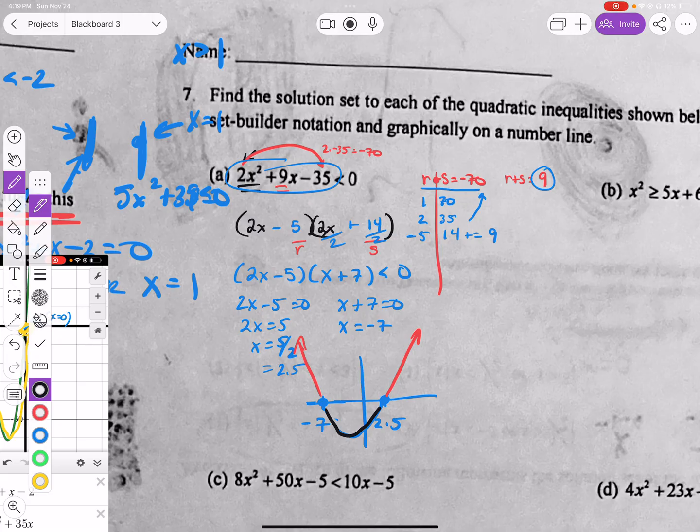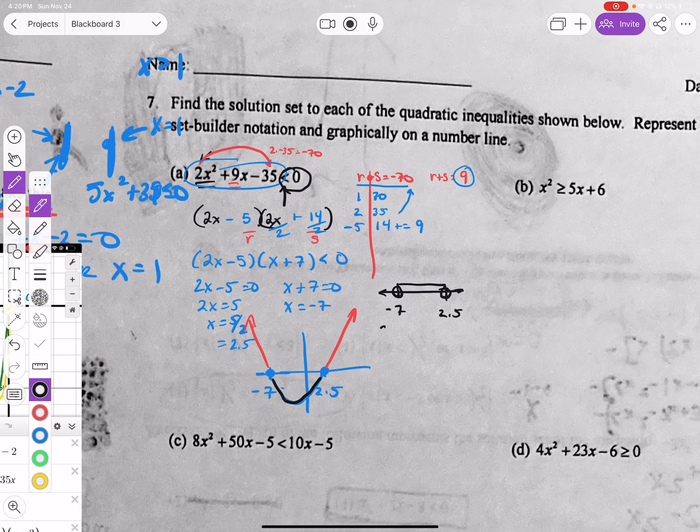All right, what do they want it to be? They want your x's to be producing negative values out. So x's have to be in between negative 7 and 2.5 to give me less than 0 values. All right, two different ways to write the answer. Okay, the number line, graphically, I'm trapped between negative 7 and 2.5. I do not want to include them because it says less than 0, not equal to it. So these are open circles, and I'm trapped in between those two numbers.